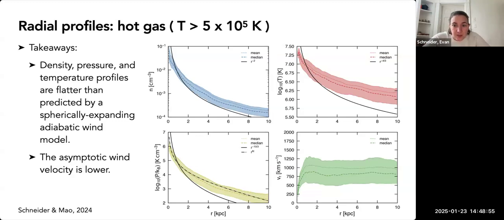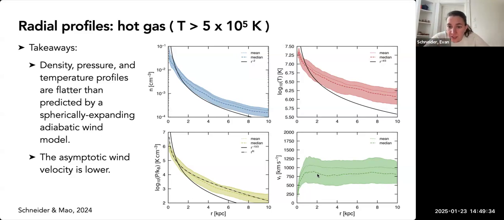The black lines on the first 3 of those plots are the prediction that you would make from a purely adiabatically expanding wind model, the Chevalier and Clegg type model, if you're familiar with those. The main point is that the densities and the temperatures and the pressures are all significantly higher, and the profiles are significantly flatter in this model as a result of the interaction between the hot phase and the cool clouds.